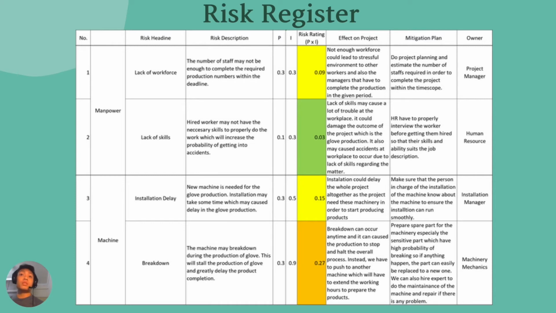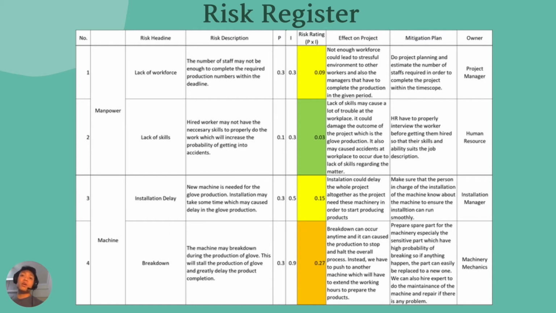For the breakdown, this will give a very high impact to the project. If a breakdown occurs, it will cause the production to stop and may halt the overall process. This could lead to a huge delay in the glove production, which is why it is considered to be a high threat, which has a risk rating of 0.27.